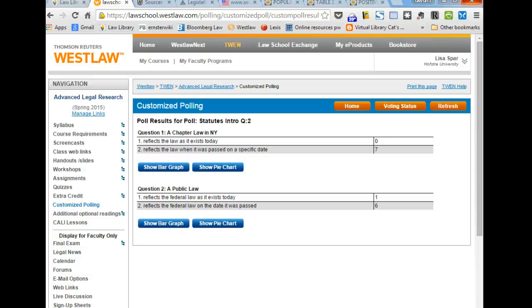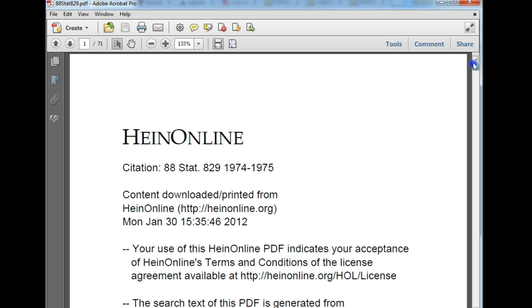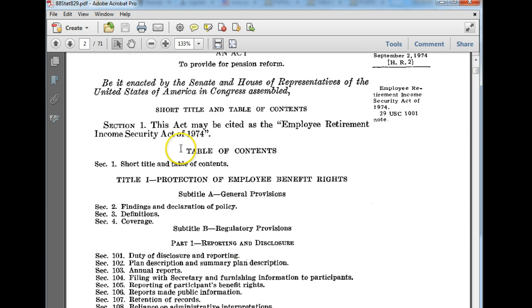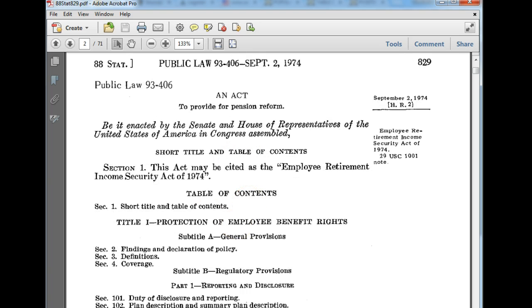Basically, again, the public law is the session law. So remember, we were looking at a public law from 1974, which is ERISA, employee retirement. This particular public law, 93-406, and we'll talk about the numbering system next time, reflects the law on the date it was passed, not as it exists today. So if you're still confused, ask your question and don't worry about it. That's why we're doing this.